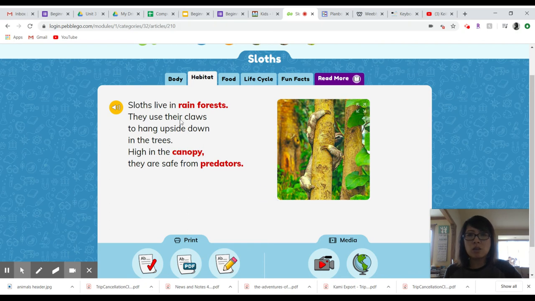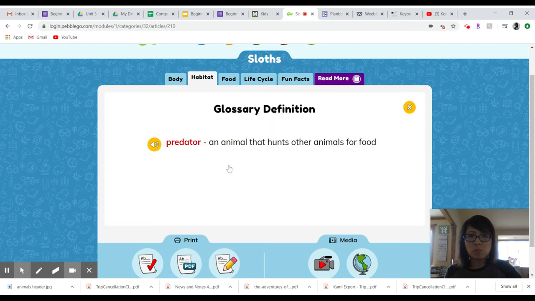It says sloths live in rainforests. They use their claws to hang upside down in the trees. High in the canopy, they are safe from predators. Now, this page is really cool because I see a lot of red words on this page. And those are keywords that if you need definitions for those words, you can click on them and a definition will be given to you.